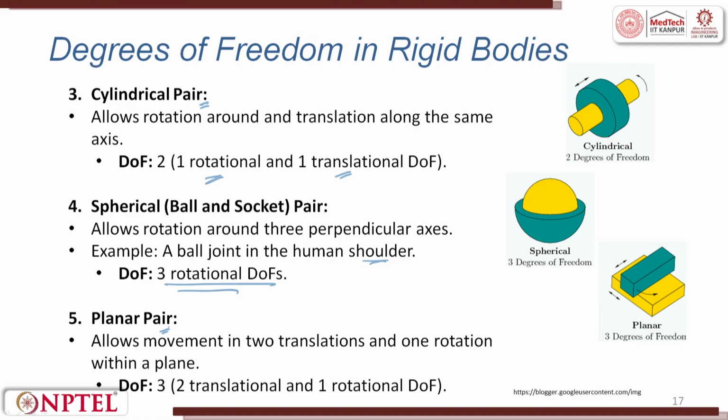For example, if you have a flower vase which is kept on a table, the flower vase can move in this direction, y direction, it can move in the x direction of the table, and the flower vase can also rotate about its z axis, right. So, that is called a planar pair. It allows movement in 2 translations and 1 rotation. So, the number of degrees of freedom is 3.